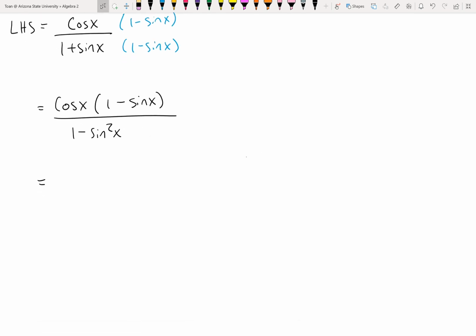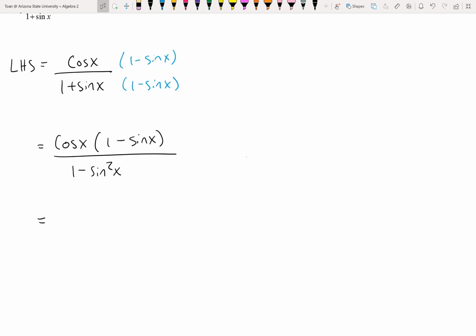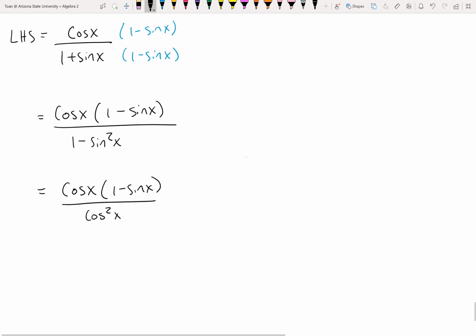So according to the Pythagorean identity, the denominator, 1 minus sine squared, is just cosine squared. So of course we can see that one of the cosines will cancel out. Notice what we have here. We have basically one giant fraction.